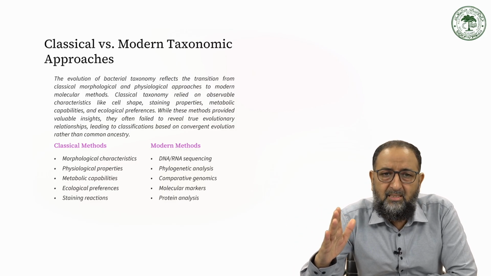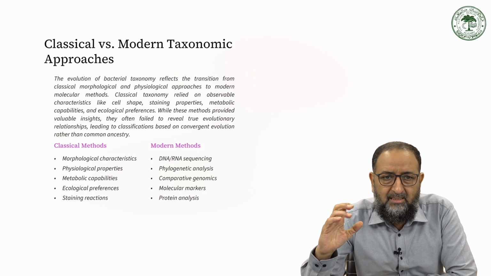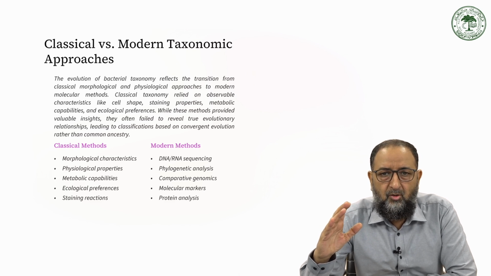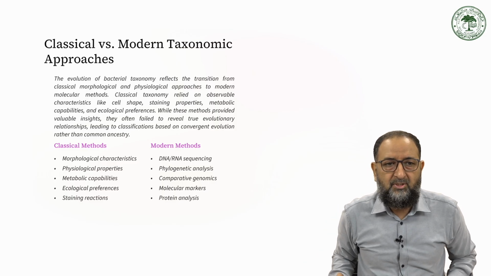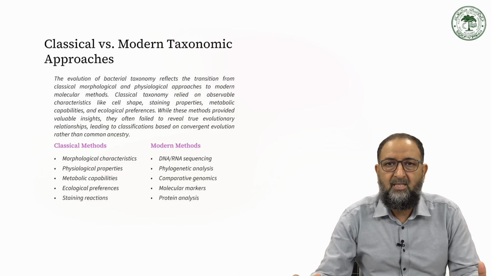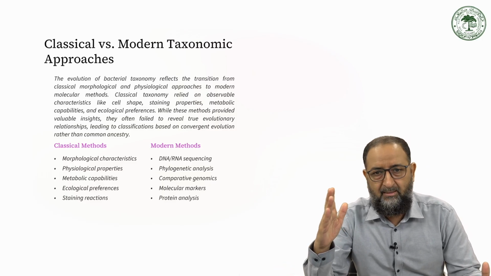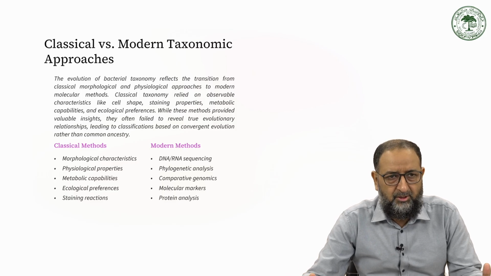The evolution of bacterial taxonomy reflects the transition from classical morphological and physiological approaches to modern molecular methods. The classical taxonomy relies on observable characteristic features. Classical taxonomy relies on observable characteristics like cell wall, cell shape, staining properties, that's how we define gram negative, gram positive, and various other metabolic and physiological changes.